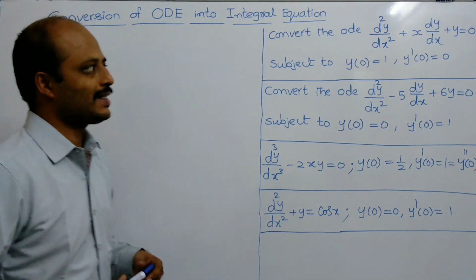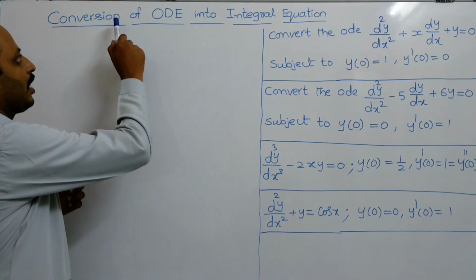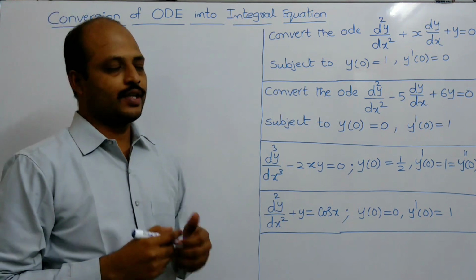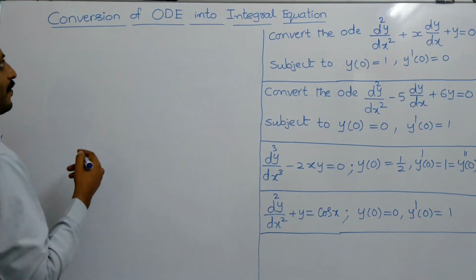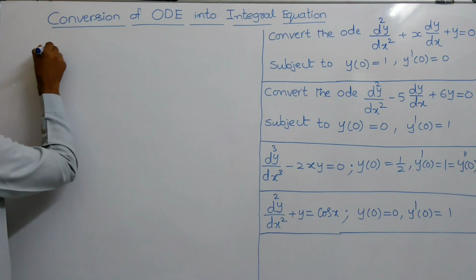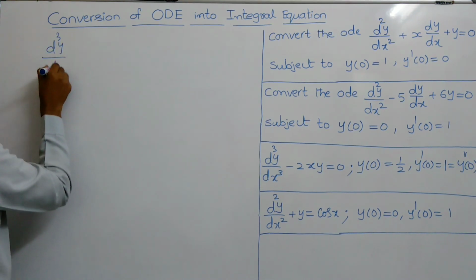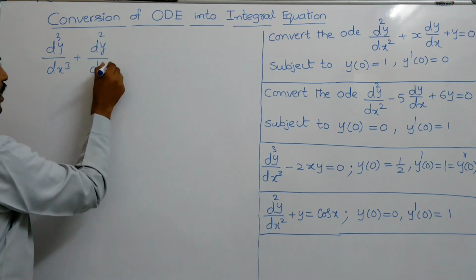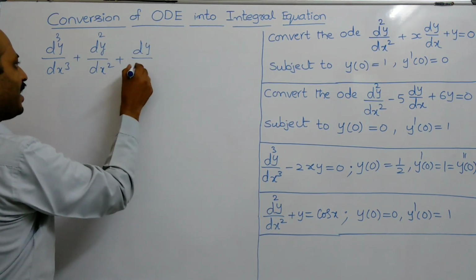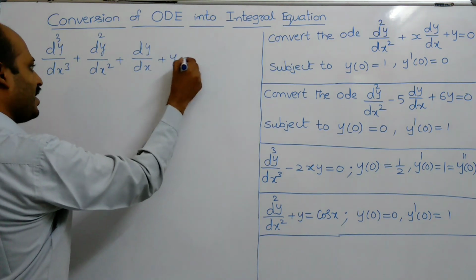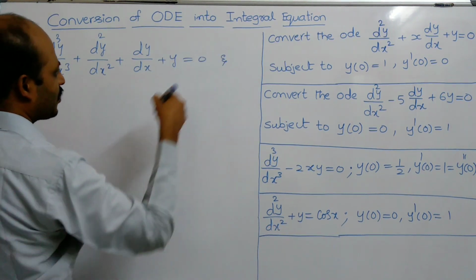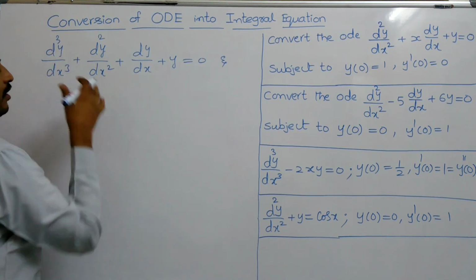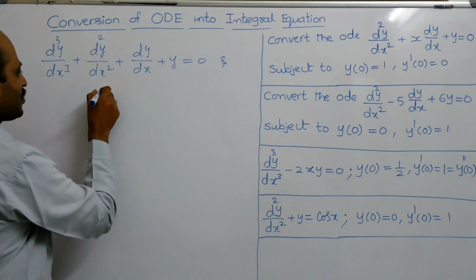In this video, we discuss the topic: conversion of ordinary differential equations into integral equations. Let us consider a differential equation of order 3, d cube y by dx cube plus d square y by dx square plus dy by dx plus y is equal to 0, subject to the conditions. Because it is of order 3, we need 3 boundary conditions.